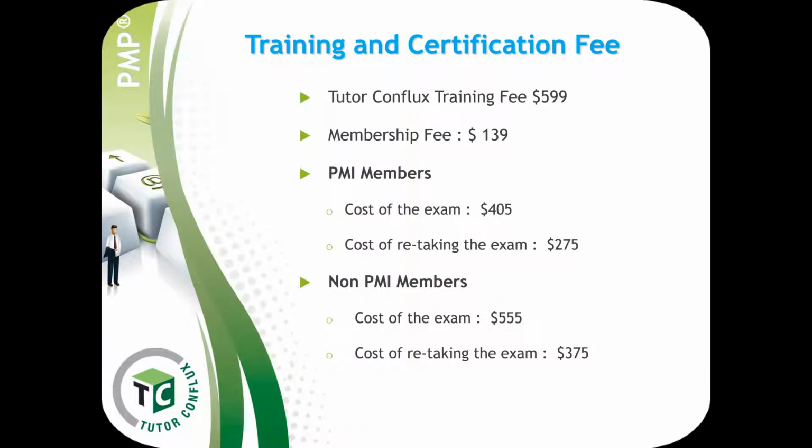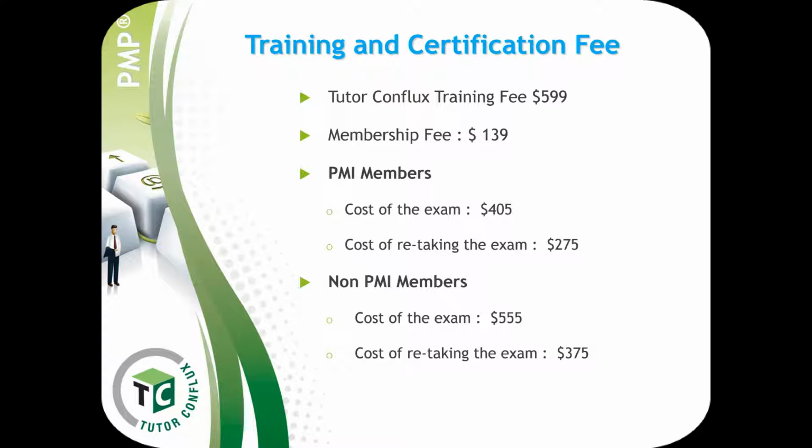Now let us see your training and certification fee. The Tutor Conflux training fee is $599 and the membership fee is $139. The PMI, that is the Project Management Institute, is the certification body that authorizes you to use PMP, a registered trademark, as part of your qualification, and you need to take membership with them. The membership fee is $139.